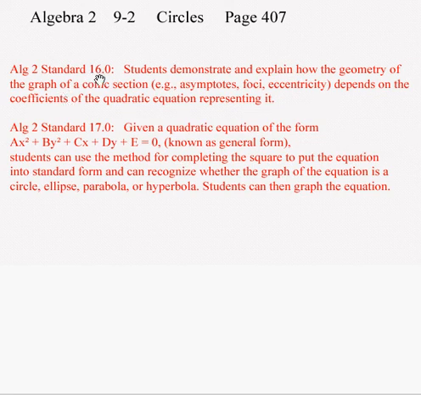Standard number 16. You know how the geometry of a conic section goes. Knowing something about asymptotes, foci, eccentricity, and the quadratic equation representing it. That's a goal for this entire chapter. And standard 17, we have to know them in two forms, standard form, and this form here is general form. You have to convert it from general form to standard form.